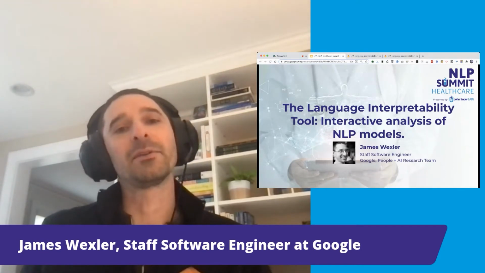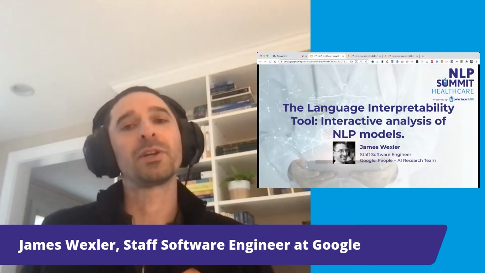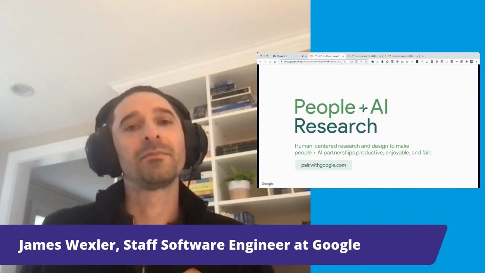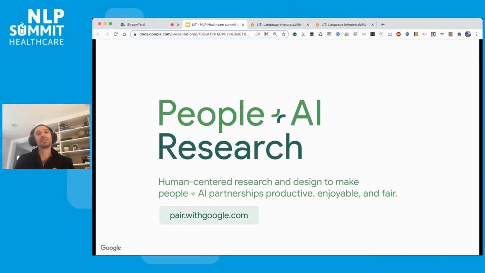I'll be talking about the Language Interpretability Tool, which is used for interactive analysis of NLP models. Now, the People Plus AI Research team I'm on, our goal is to make the partnership between humans and AI more productive, enjoyable, and fair. You can find us at pair.withgoogle.com.